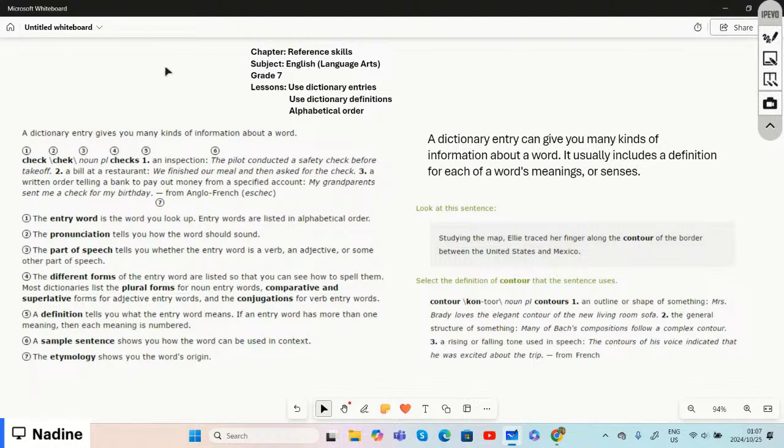Then, depending on how many meanings there are of the specific word within a dictionary, they would write down all of those meanings. So of course it will be one word, but there will be different meanings to it. And here we have an example.